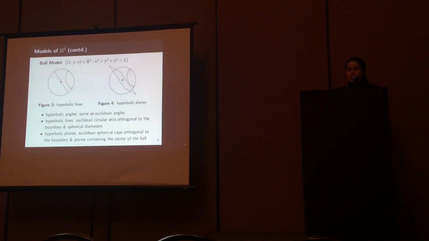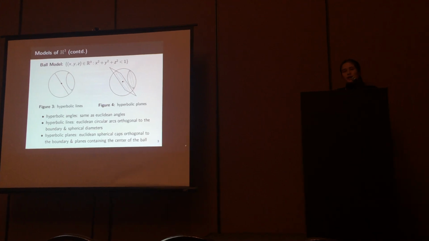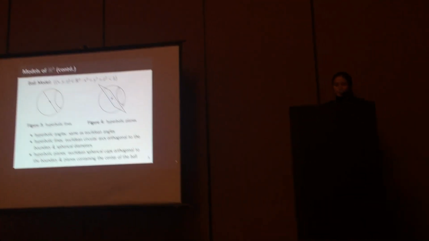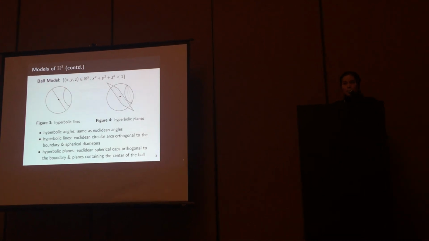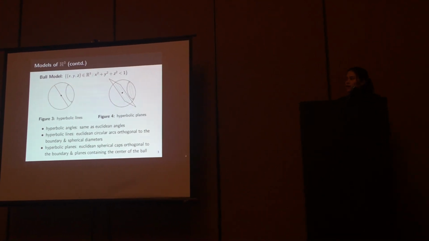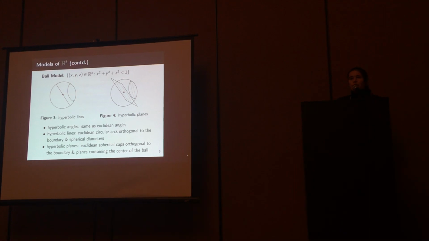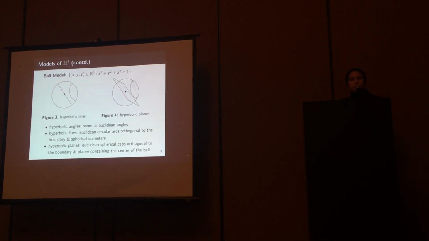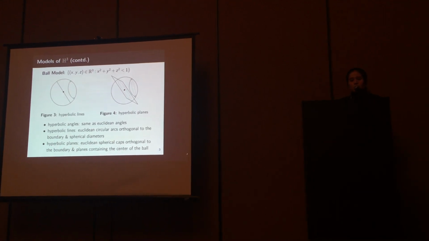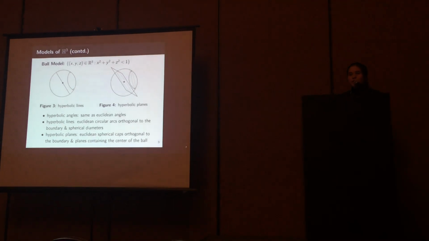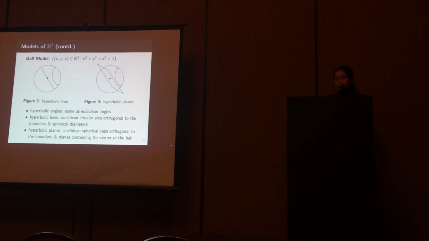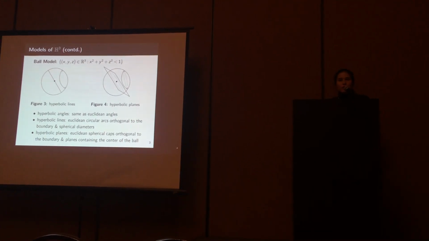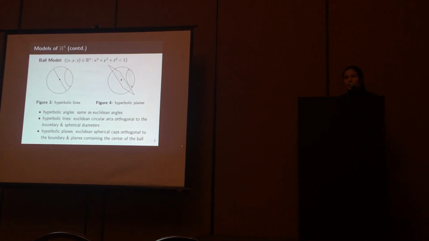So the next model is the ball model. It's defined on the interior of a unit sphere. Similar to the previous model, the angles in this model are the same as Euclidean angles, and lines are spherical diameters and also circular arcs that are orthogonal to the boundary. Hyperbolic planes are Euclidean planes that go through the center of the sphere, and also spherical caps that are orthogonal to the boundary.